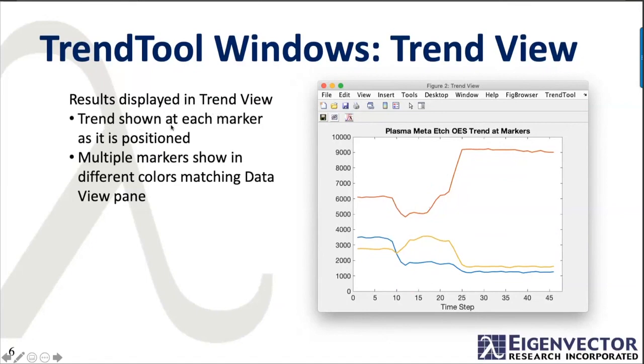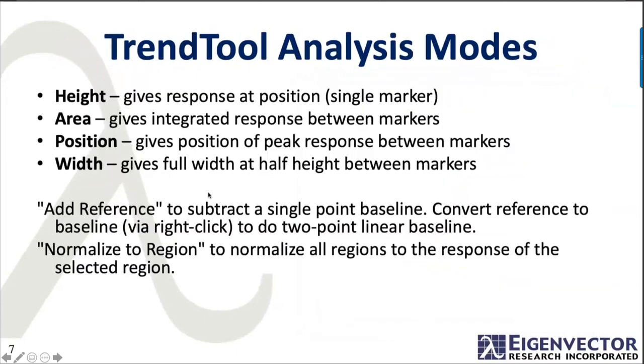For instance, the trend shown at each marker. And multiple markers show in different colors matching the data view pane. And here's just a bit about the modes. The sort of default mode is height. When you set a marker in your data view, it'll then give you the response at that position.